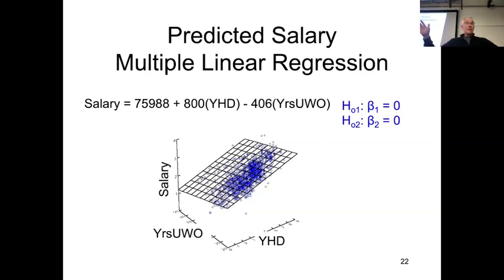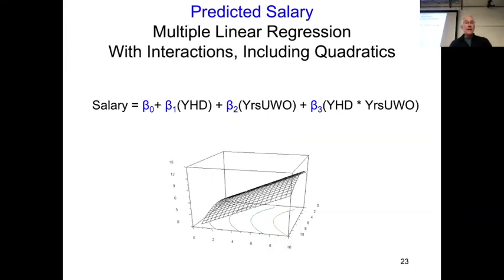It doesn't bend at all. And it's saying, okay, a certain value of years at Western and a certain value of years since your highest degree, together they predict a certain salary that you should have. So here's where it gets really interesting, and here I'm going to get you to do this.